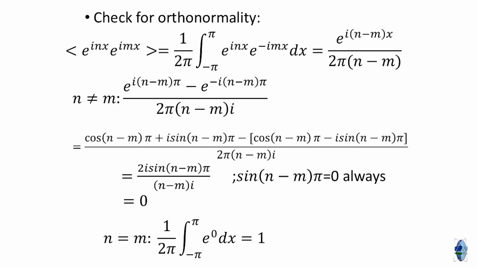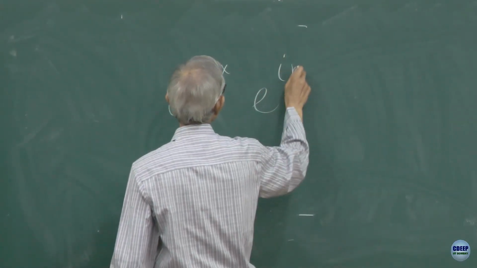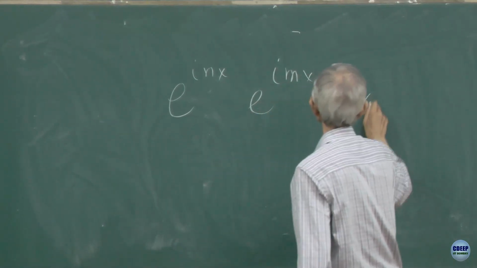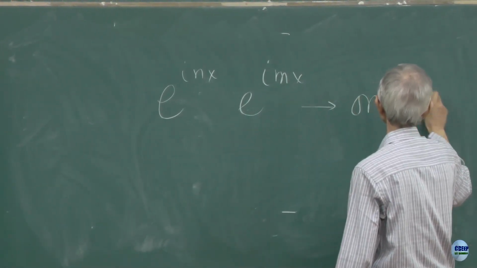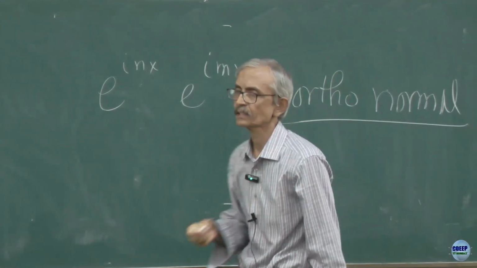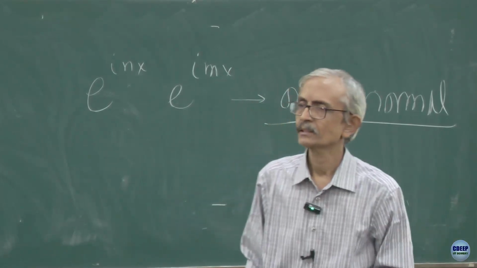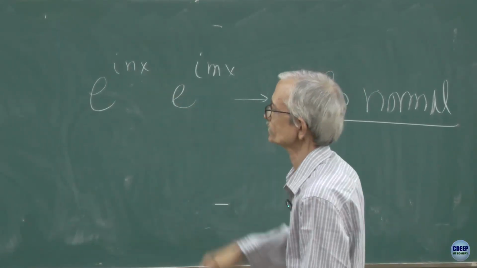So the definition has ensured that e to the power of i n x and e to the power of i m x are orthonormal functions. Great. So we have these functions. Even if it is minus i n x, minus i m x, it's not going to change. The algebra remains the same.